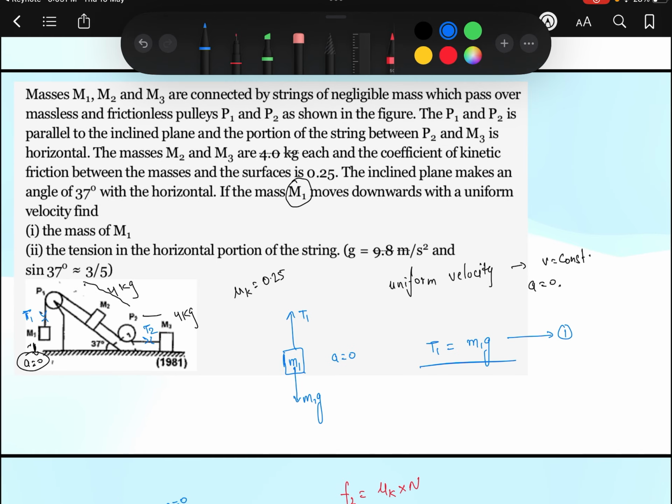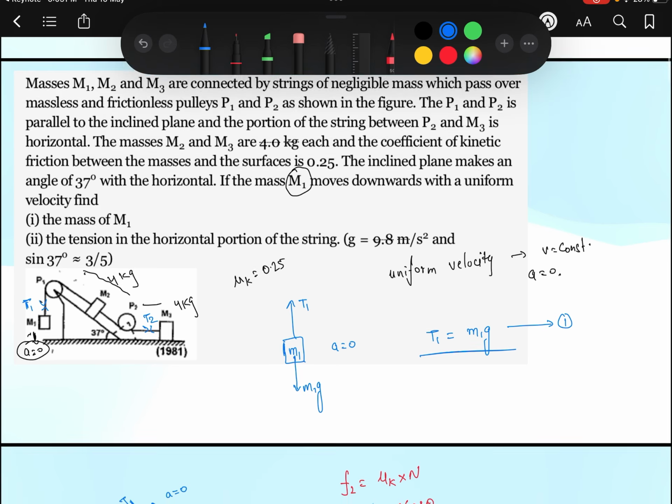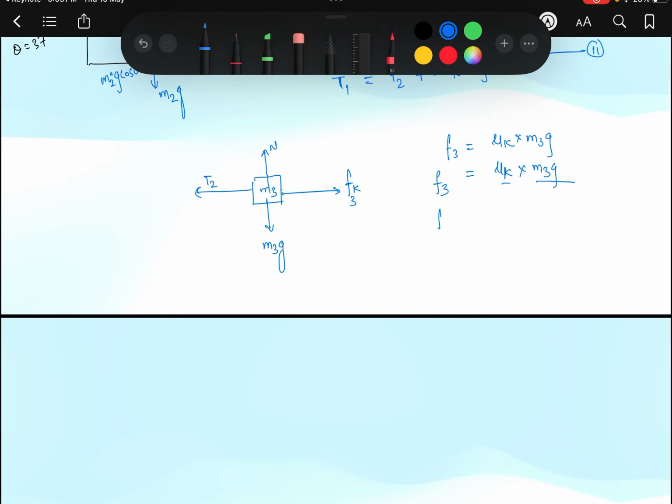The value of mu k is 0.25 and m3 is 4 kg, right? So F3 will be equal to what? Mu k is 0.25 multiplied by m3, which is 4 kg, multiplied by 10. So this 0.25 I can write as 1 by 4, multiplied by 4, multiplied by 10. So the 4 will be cancelled out, and the friction force on m3 will be equal to 10 Newton. So this F3k is equal to 10 Newton.